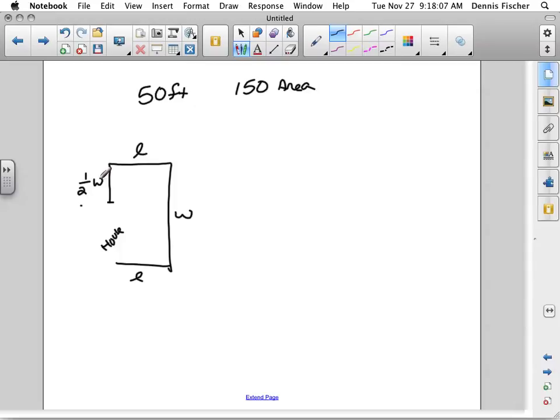Think about what we did. How do we figure out the fencing? How do we figure out area? Area's not going to be hard. Area's like that.